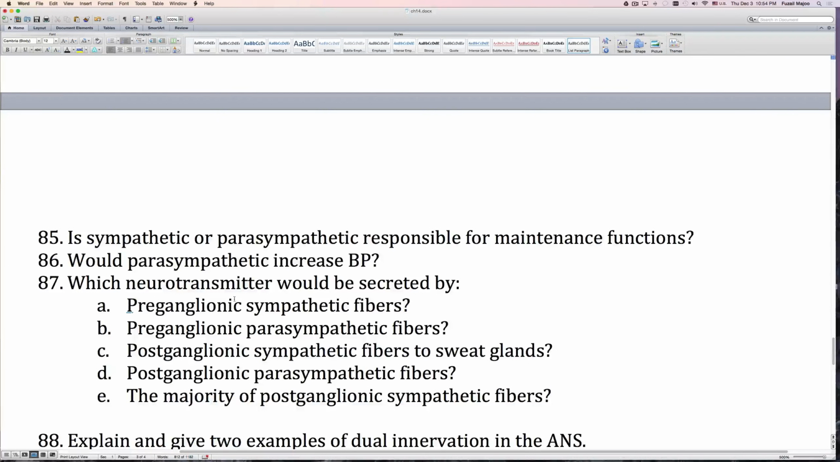Number 87. Which neurotransmitter would be secreted by preganglionic sympathetic fibers? Which neurotransmitter would be secreted by preganglionic parasympathetic fibers? Which neurotransmitter would be secreted by postganglionic sympathetic fibers to the sweat glands? And which neurotransmitters would be secreted by postganglionic parasympathetic fibers? And which neurotransmitters would be secreted by the majority of postganglionic sympathetic fibers?